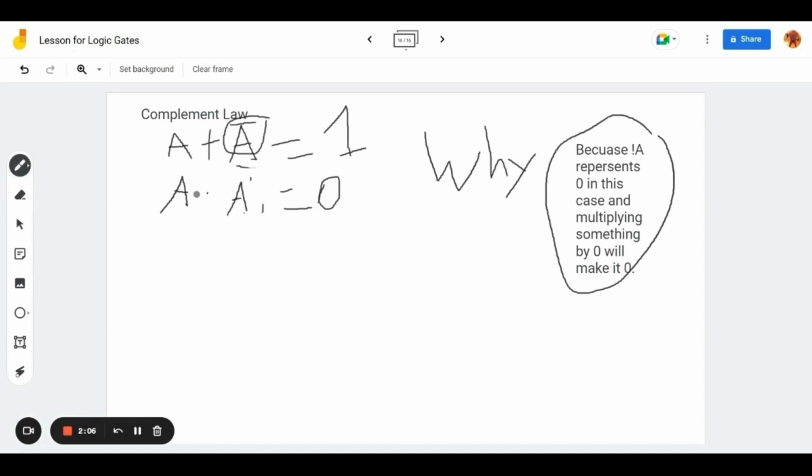The next law we're going to be talking about is, just give me a second. The next law we're going to be talking about is the absorption law. So let me just write it down right here. Absorption law.